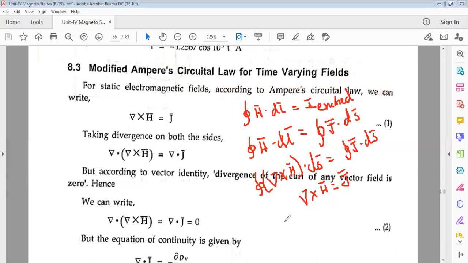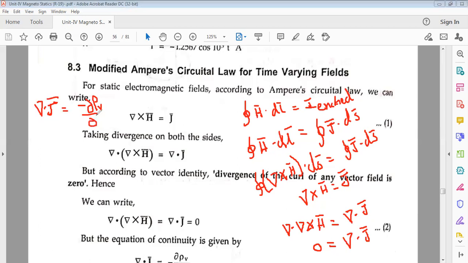On both sides, you can apply the divergence: del dot del cross H bar is equal to del dot J bar. Okay. We know, according to the property of the curl function, the divergence of the curl is always 0. So 0 is equal to del dot J bar. What is del dot J bar according to the continuity equation? Del dot J bar is equal to minus dou rho v by dou t, by using the continuity equation.